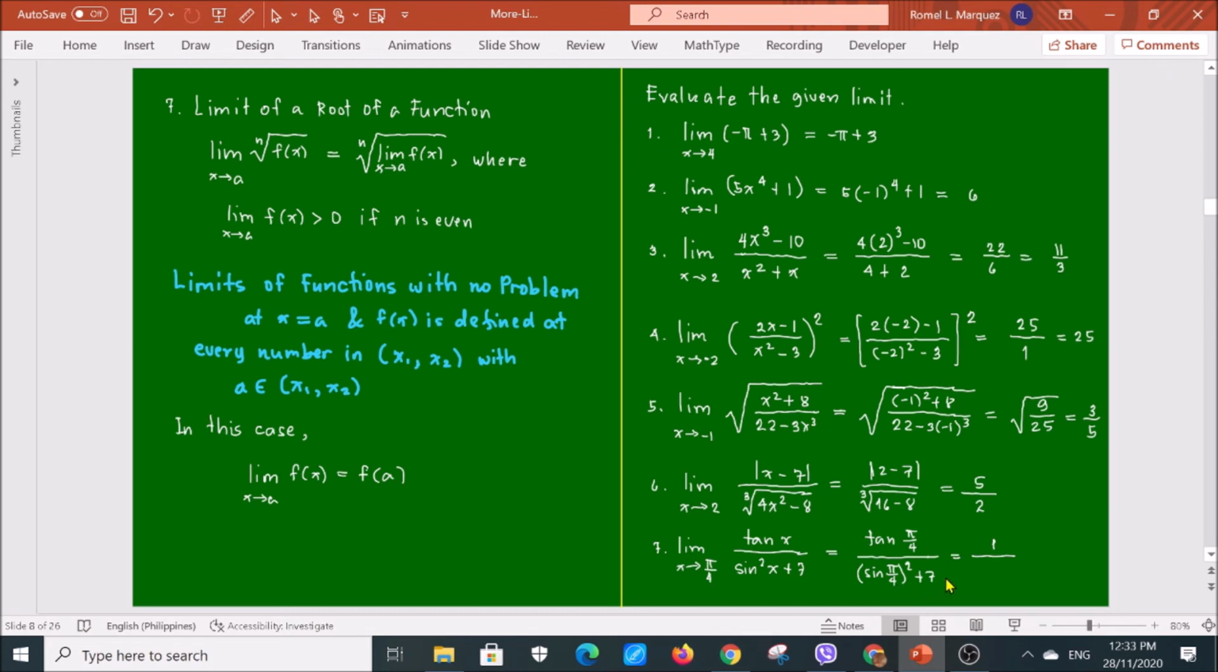what is sine of pi over 4? Square root of 2 over 2. So that is quantity squared. Okay? And then plus 7. What is the square of square root of 2 over 2? 1/2. So times 2. So this is equal to 2. This is 1/2, no? Times 2, 4. 4 plus 14, what is that? What is 4 plus 14?